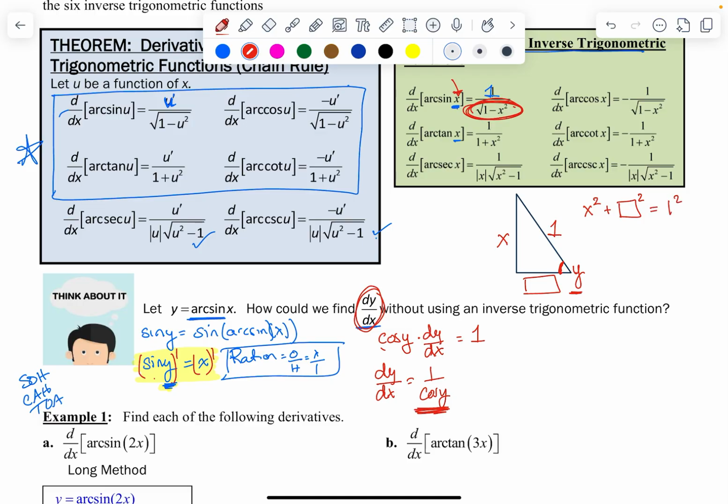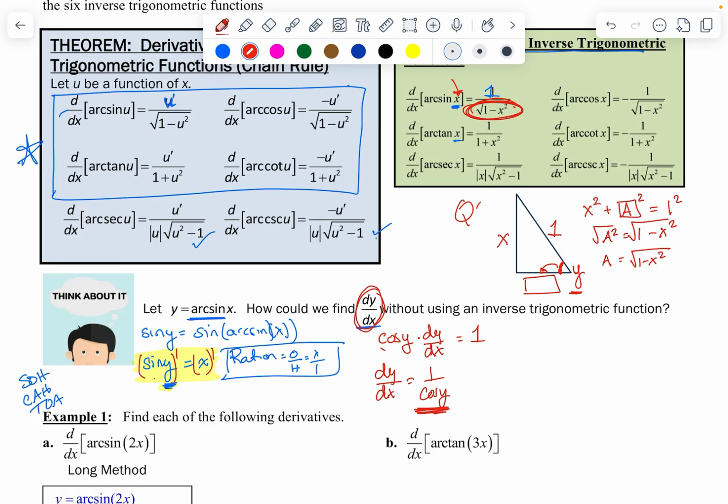So once you solve this, and the reason we got to figure out what the cosine is is the adjacent leg. So we're trying to figure out the adjacent leg. Once you solve this, you end up with adjacent leg squared is equal to 1 minus x squared. And then you take the square root. And so the adjacent leg is going to be equal to the square root of 1 minus x squared.